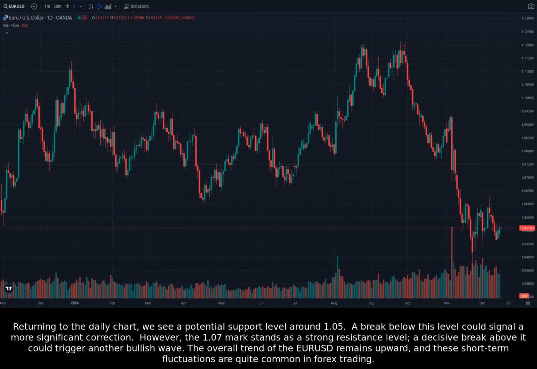Returning to the daily chart, we see a potential support level around 1.05. A break below this level could signal a more significant correction. However, the 1.07 mark stands as a strong resistance level. A decisive break above it could trigger another bullish wave. The overall trend of the EURUSD remains upward, and these short-term fluctuations are quite common in forex trading.